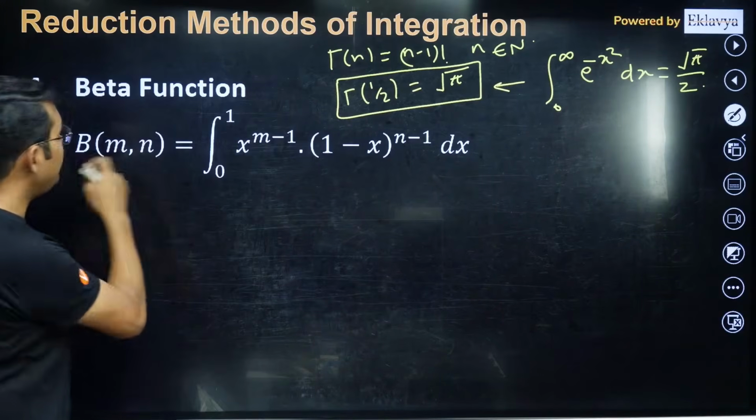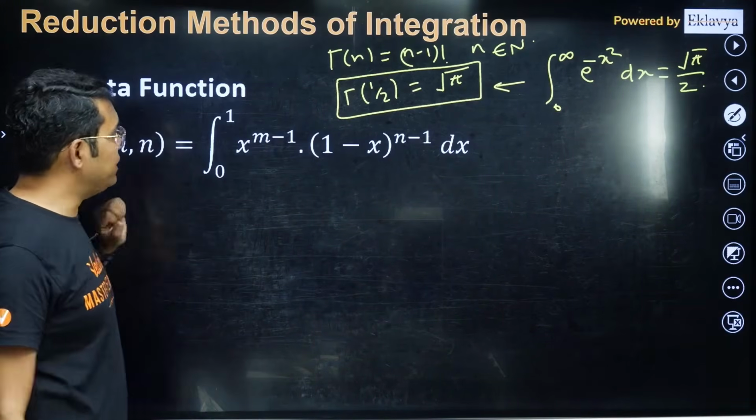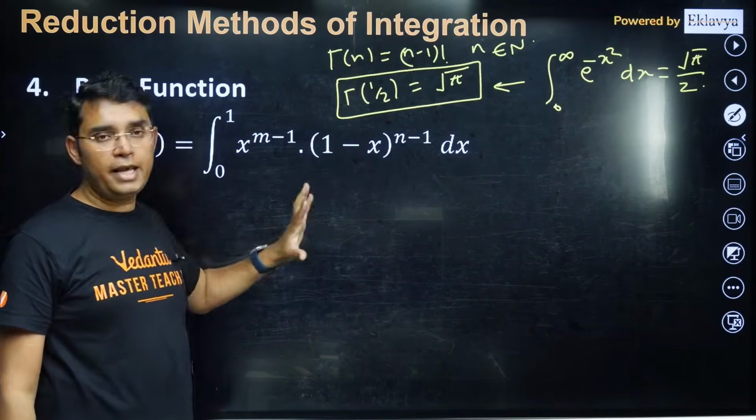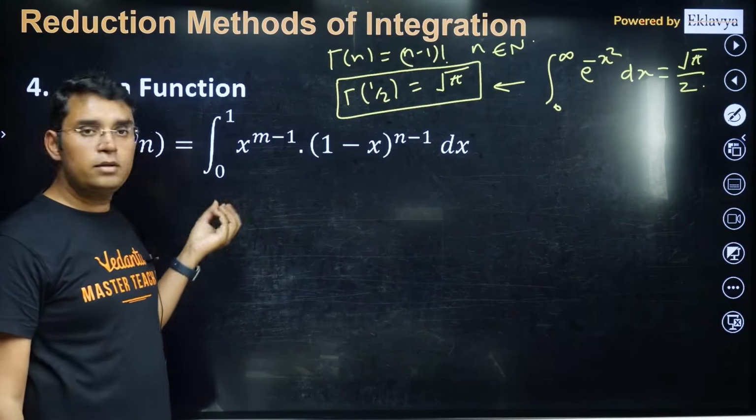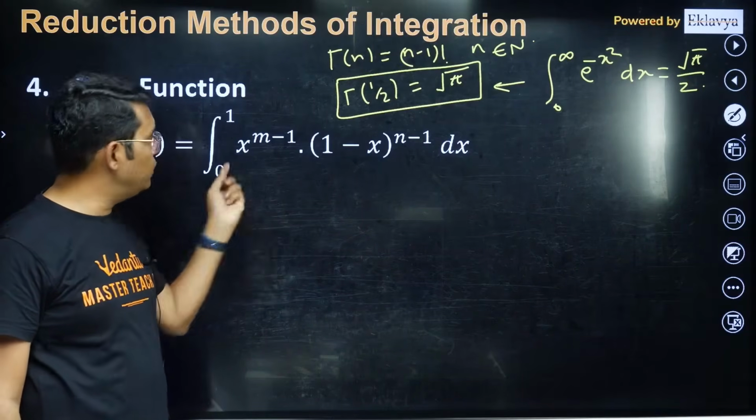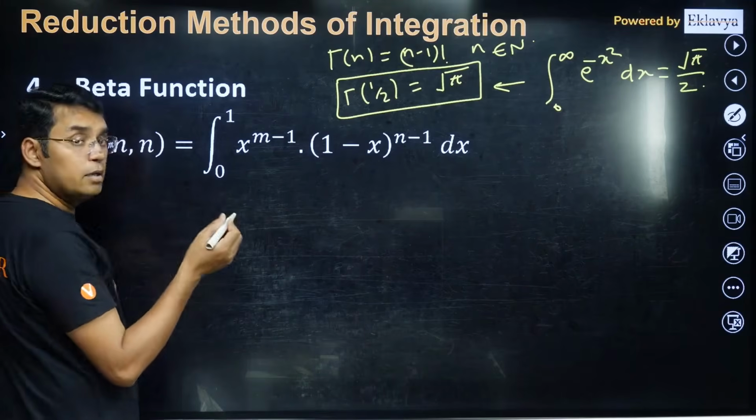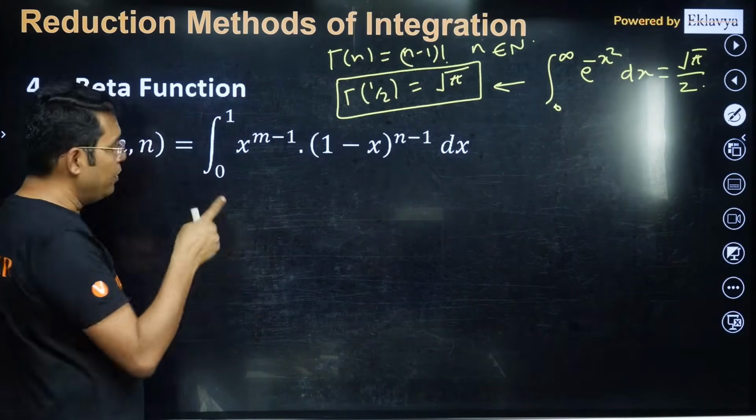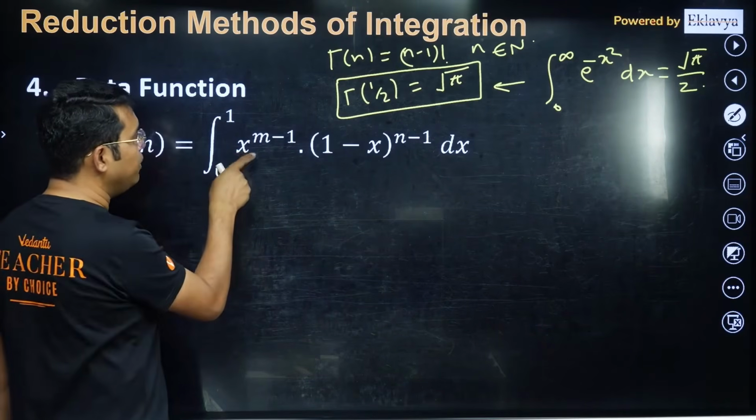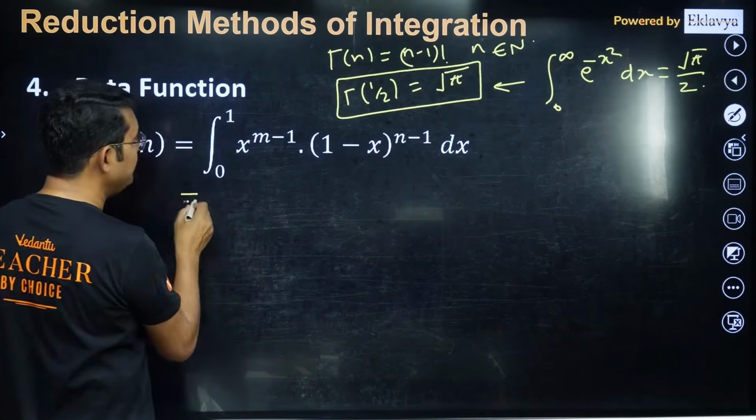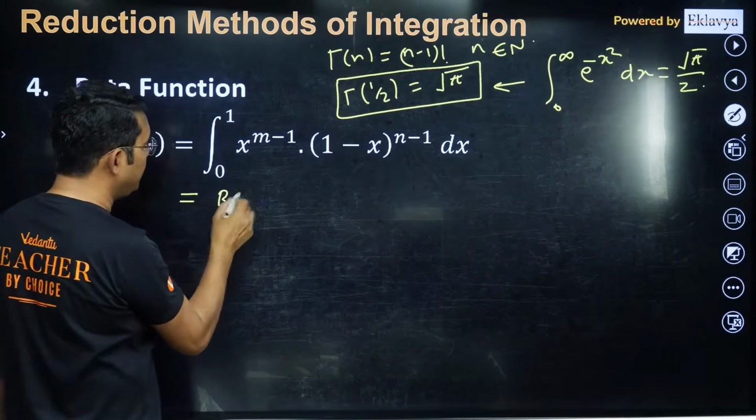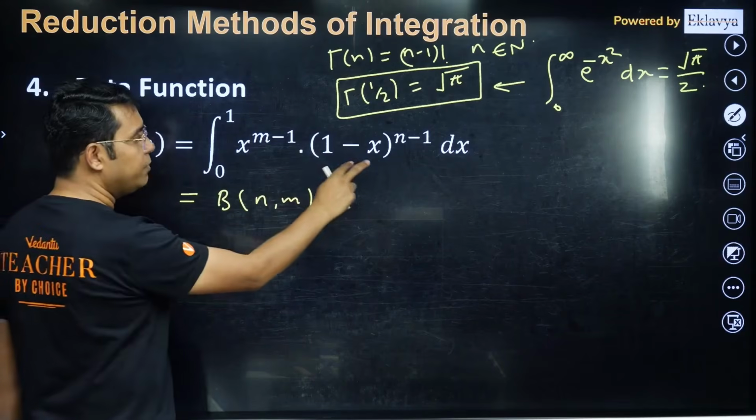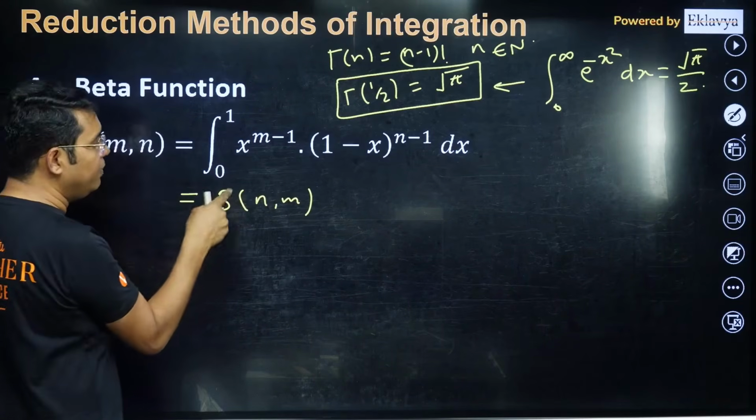Now beta function. What is beta function? Beta function is integral 0 to 1 x power m minus 1 into 1 minus x power n minus 1 dx. Looking quite simple thing, x, 1 minus x. Now if you use King's rule, where we replace x by a plus b minus x, so here x will be replaced by 1 minus x. So you can very easily see this will be equal to beta n comma m also, because this will become 1 minus x, this will become x. So beta m comma n will be beta n comma m.